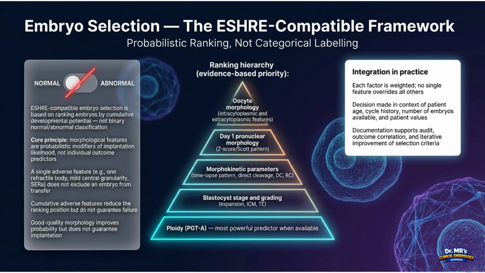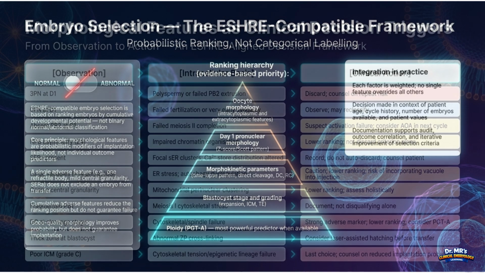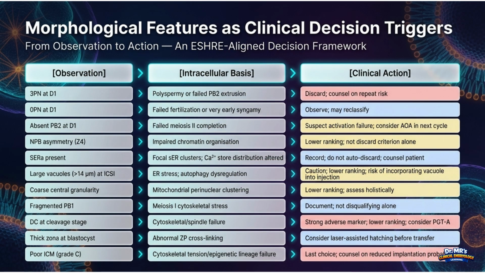So an oocyte with a thick zona, a slightly granular cytoplasm, and maybe even a small vacuole could still rank as your number 1 transfer choice if it forms a euploid 4AA blastocyst. Precisely. The outcome overrides the origin. Let's do a mock clinical case review. I'll give you a specific bench observation, and I want you to give me the ESHRE aligned clinical action and the specific molecular mechanism behind it.